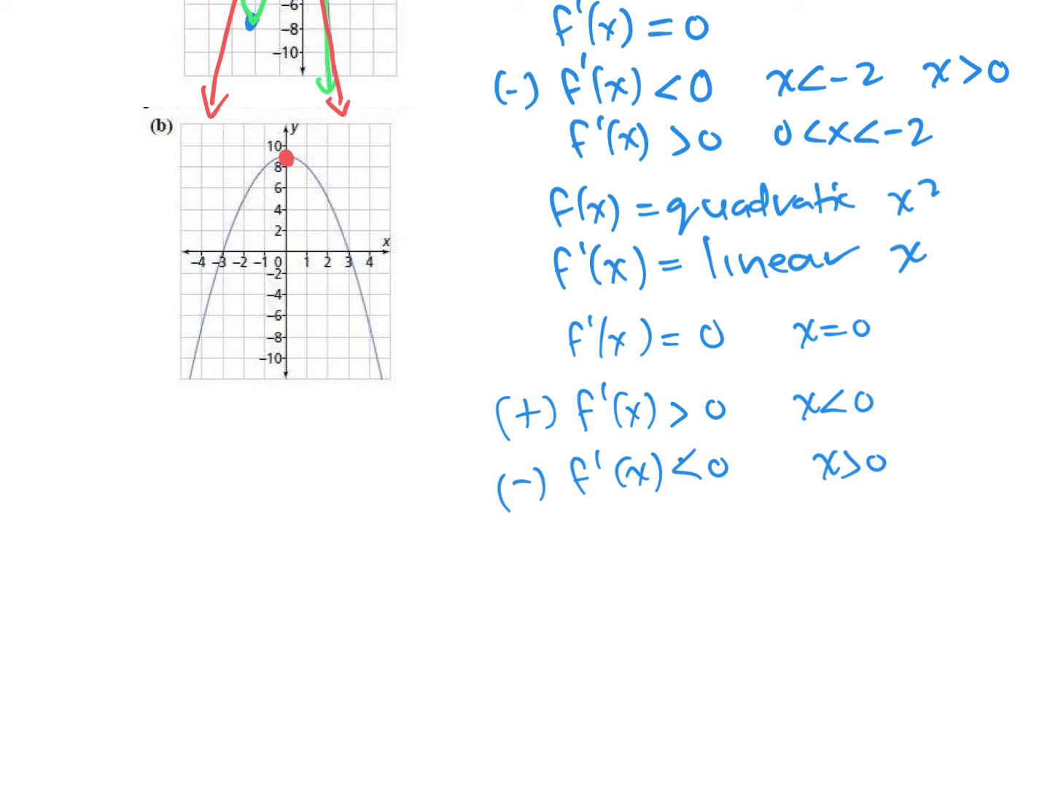So what does that look like? Here is my critical point at 0. I'm just going to erase this point here. Okay, so there's my critical point at 0. That's where the slope of the tangent is 0. It's going to be positive before that and negative after that. So I've got a linear function that is positive before 0 and negative after 0.